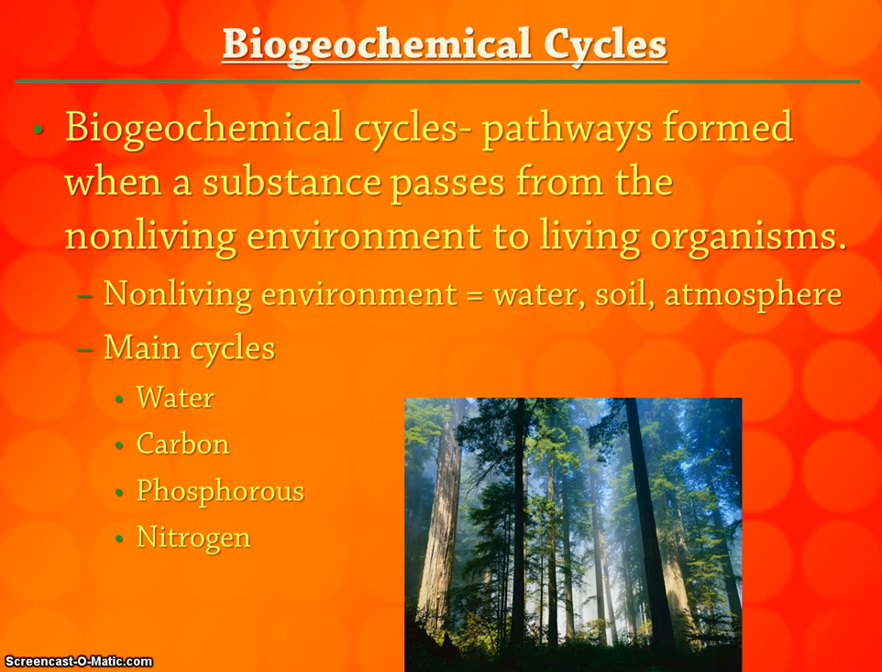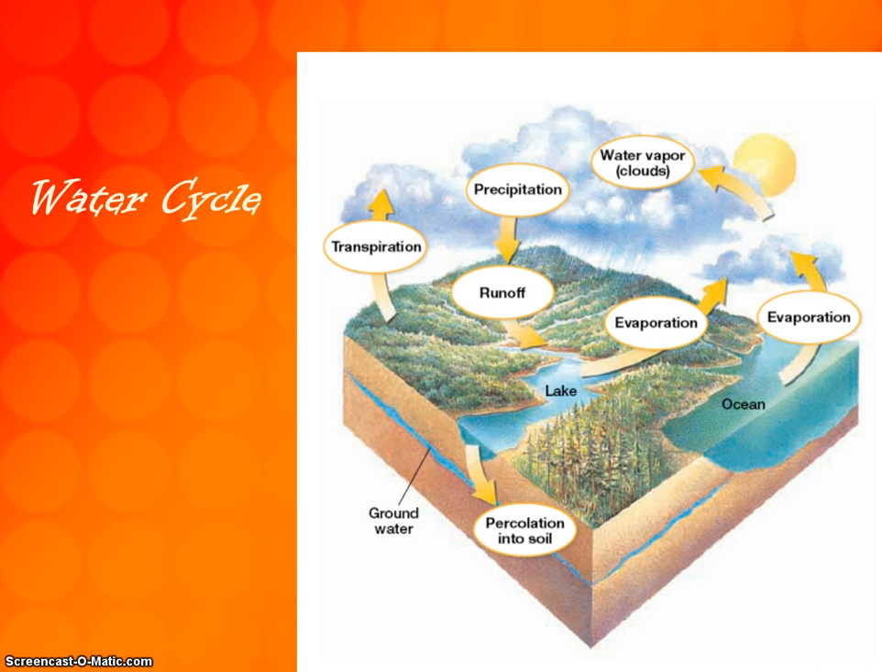Main cycles are water, carbon, phosphorus, and nitrogen. You've looked at these before in the past, so we're just going to do a quick highlight of these 4 cycles again. Make sure we're good with what's going on in each one and how these are cycled through between living and non-living parts of the environment. Water cycle is obviously the easiest. You've heard it more times than you've heard the others.